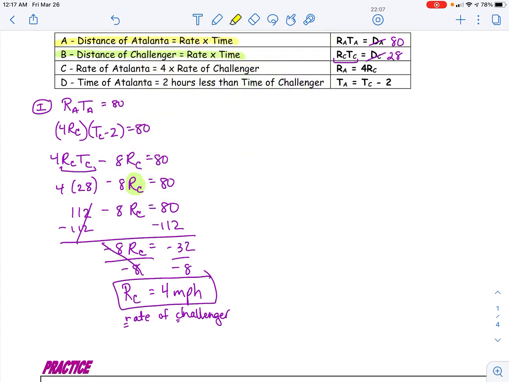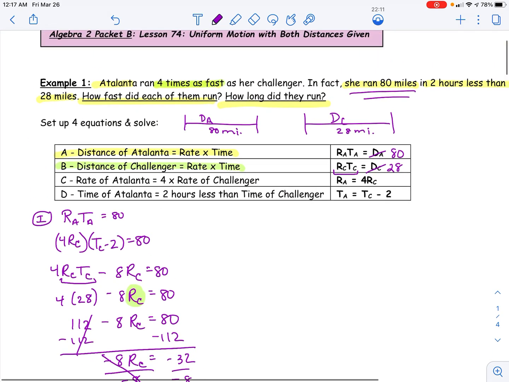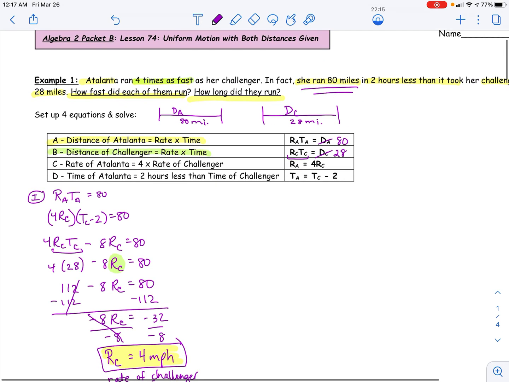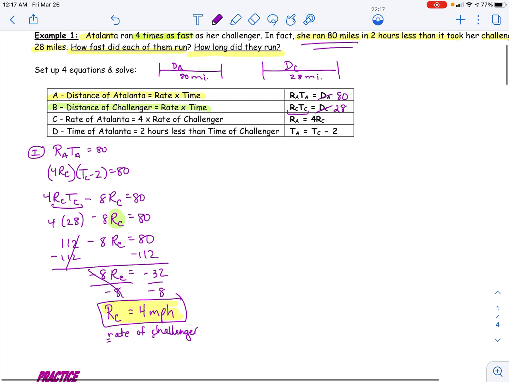Okay, so we just figured out the first part of the question. The first part of the question is how fast did they each run, okay? So we figured out that the challenger ran 4 miles per hour. Now let's move on to number 2, Roman numeral 2. Roman numeral 2, let's figure out the rate of Atalanta.